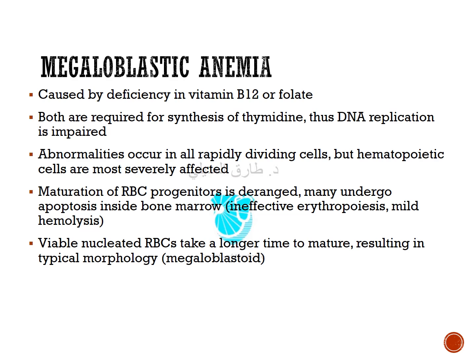So the maturation of RBC progenitors or precursors in the bone marrow is abnormal. They cannot mature normally. The nucleus is defective. It doesn't have enough DNA. So many of the cells die early inside the bone marrow itself. فبنسميها ineffective erythropoiesis. هاي معناها ineffective erythropoiesis.